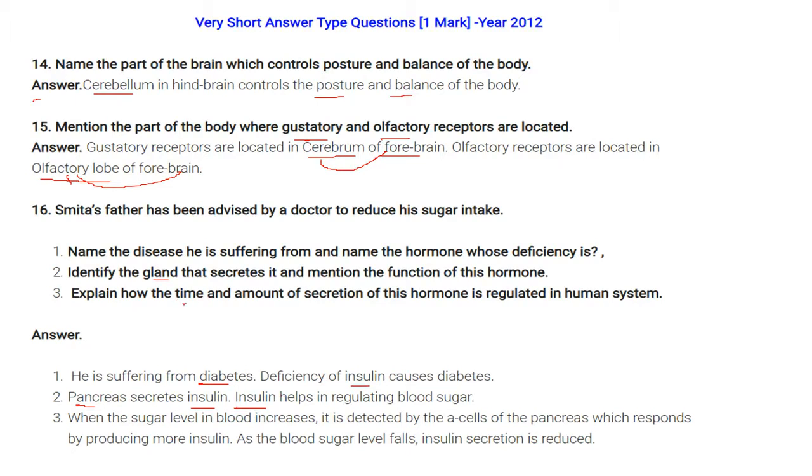Explain how the time and amount of secretion of this hormone is regulated in the human system. When the sugar level in the blood increases, it is detected by the cells of the pancreas, which respond by producing more insulin. As the blood sugar level falls, insulin secretion is reduced. This is how it is regulated in the human system.